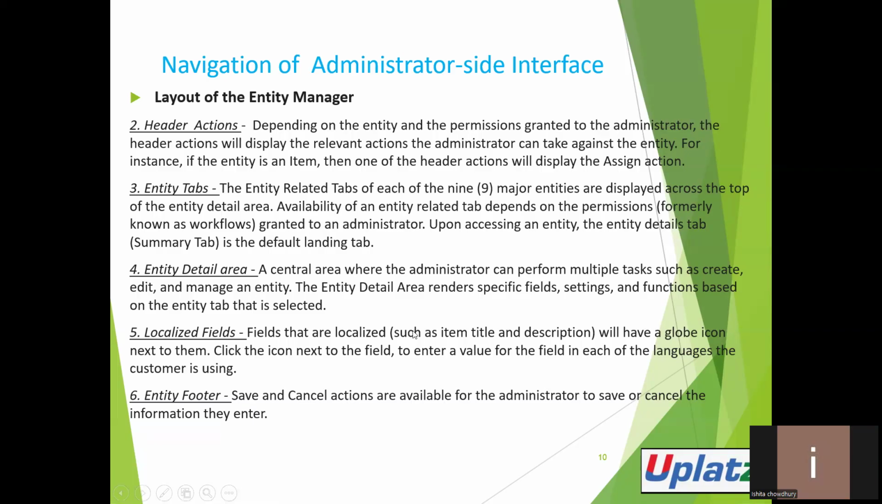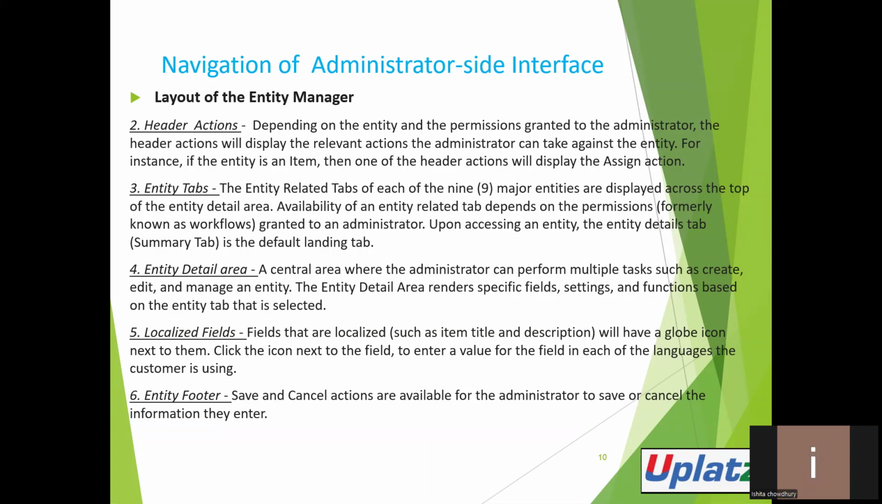Localized fields. Fields that are localized, such as item title and description, will have a globe icon next to them. Click the icon next to the field to enter a value for the field in each of the languages the customer is using. I talked about locale and translations in the previous sessions. When I talk about language and translations, what does it mean? It means that the customer is using multiple languages. They have multiple country implementation or multiple country support.